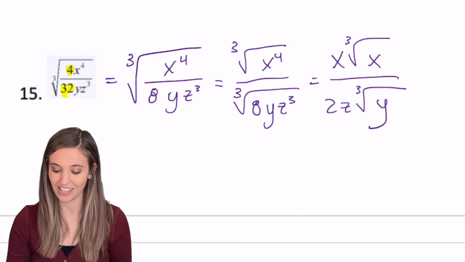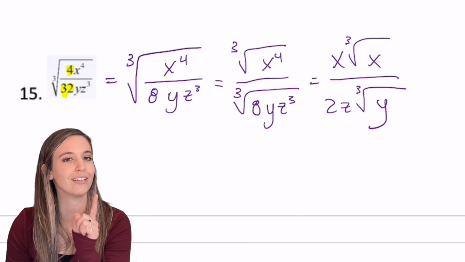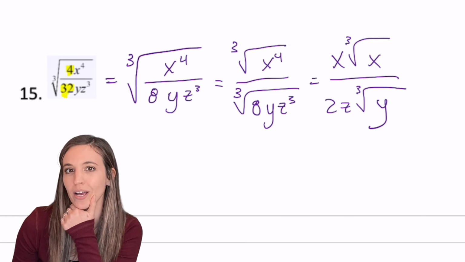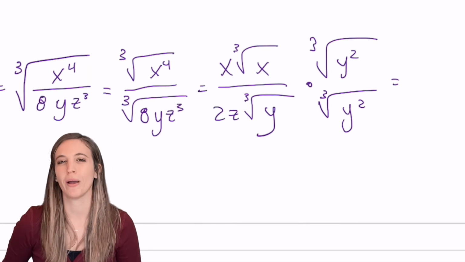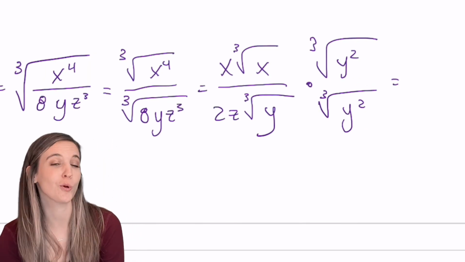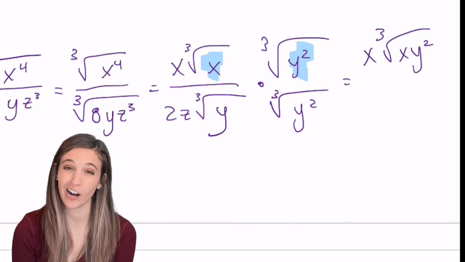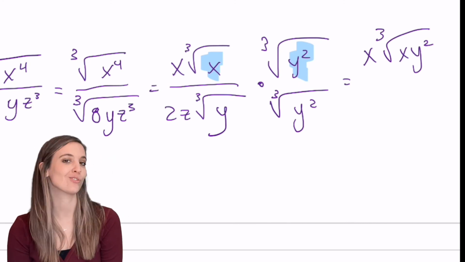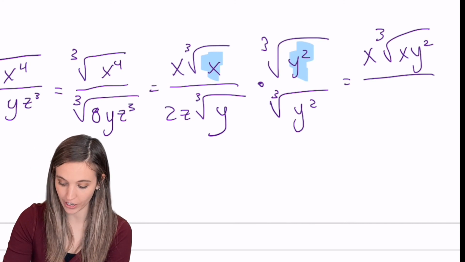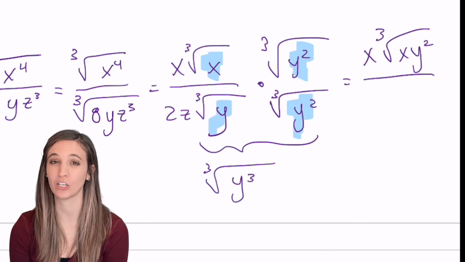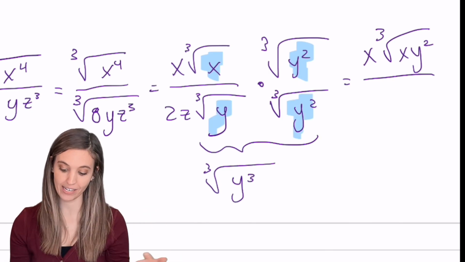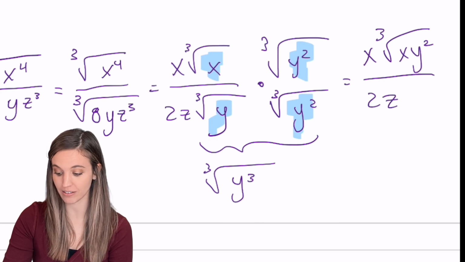Rationalize. Okay, these are cube roots. So how many y's do I need to clear that cube root of y? 2 more. So my creative form of 1 here is going to be the cube root of y squared. So in the numerator, I have x times the cube root of xy squared. And in the denominator, I've got that cube root of y cubed. That's now just going to be y. So I have 2z times y.